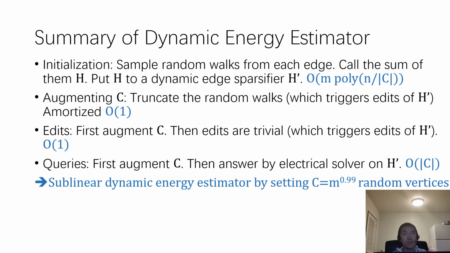So putting the components together, we get a dynamic energy estimator. In the initialization stage, we sample random walks from each edge. And for augmenting the terminal set C, we just truncate these random walks once they hit the newly added vertex. For edge edits, we first augment both endpoints of the edge into C, then edits are trivial and cost constant time. For queries, we also first augment C, then the query can be answered by an electrical solver on the terminal set C. So this algorithm has sublinear query and update time by setting C to be a sublinear number of random vertices in the graph.